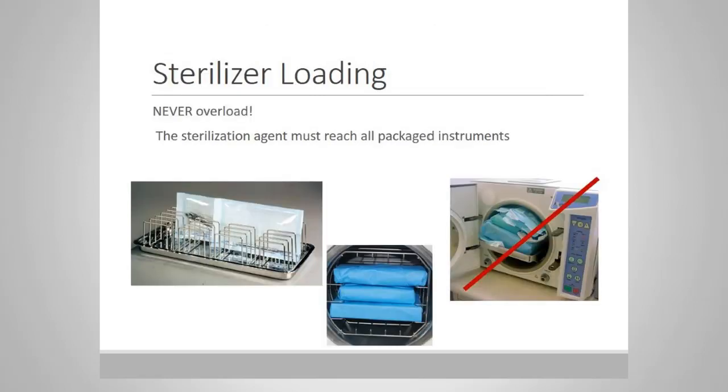When you load the autoclave, never overload the autoclave. Ideally, instruments should be placed on edge in a rack that's shown on the left-hand side of the slide. And if you use cassettes, this is a great image in the center that shows that there are shelves to support the cassettes so that the sterilant can reach all surfaces, and the image on the right shows that this sterilizer is overloaded.